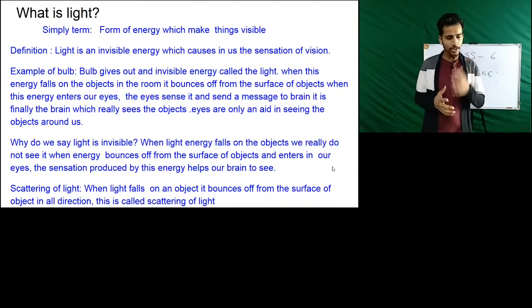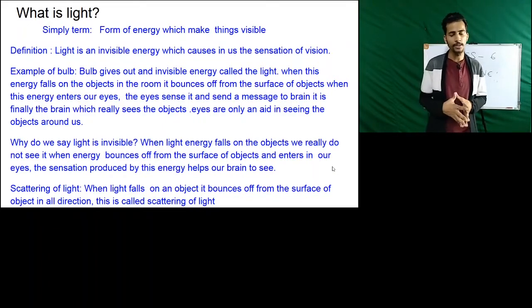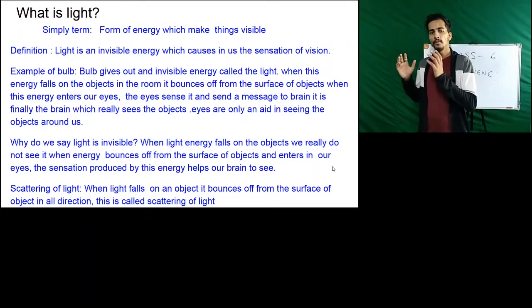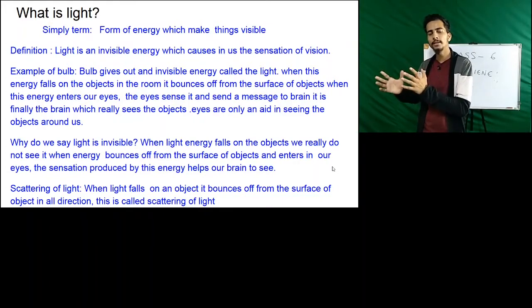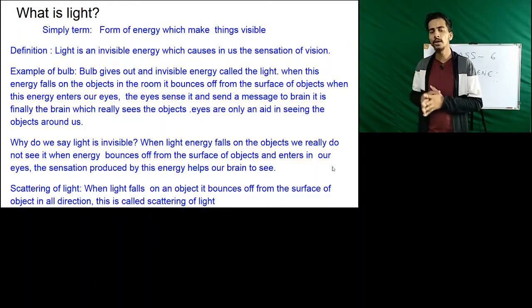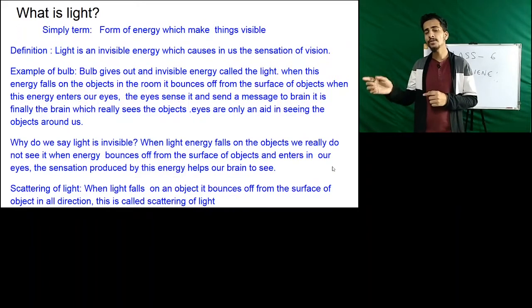When this energy falls on objects in the room, it bounces off from the surface of the objects. When this energy enters our eyes, the eye senses it and sends a message to the brain. It is finally the brain which really sees the objects. Eyes are only an aid in seeing the objects around us. So when you turn on the light in a dark room, what happens? That invisible energy falls on the surface of objects, and from there it bounces off.